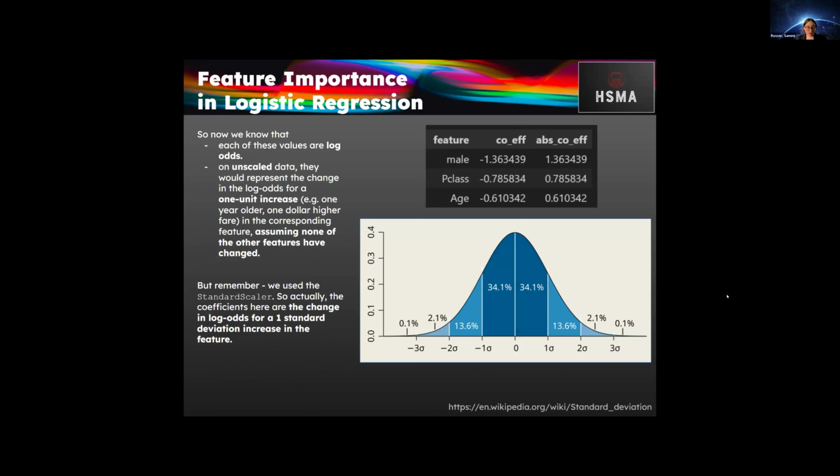So now we know that each of these values are log odds, and on unscaled data, they'd represent the change in the log odds for a 1 unit increase in the corresponding feature, so being 1 year older or $1 higher fare, for example, assuming that nothing else has changed. But we scaled our data. So what happens here is the coefficients are the change in log odds for a 1 standard deviation increase in the feature.